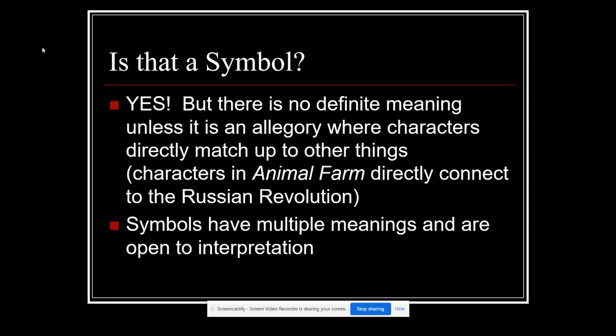All right, if you've ever been asked, is that a symbol by an English teacher? That was a trick question. The answer is always yes, but there is no definite meaning unless the story is an allegory where things directly match up to famous historical figures or larger concepts. So, for example, the novel Animal Farm, I know some people read that in middle school. Every animal in Animal Farm matches up to a direct historical event or something direct from the Russian Revolution. But most of the time, symbols that we will encounter in this class won't have one set meaning. It'll be open to interpretation.